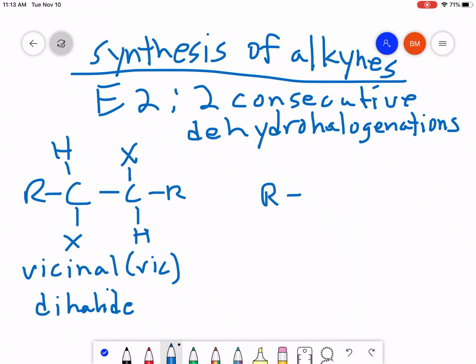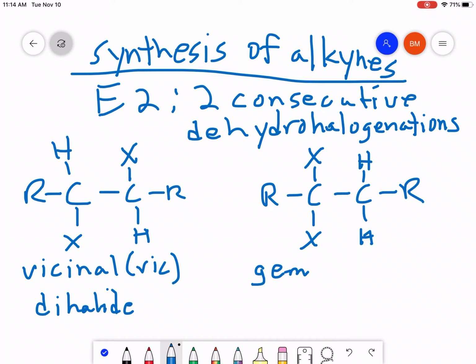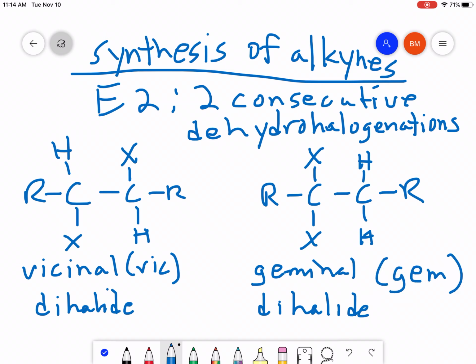This will also work, though, with something like this. This is a case where you have two halogens on the same carbon. That is called a geminal dihalide, often abbreviated as GEM. Okay? So either one of those will work.